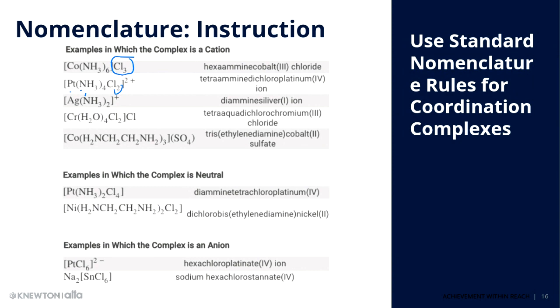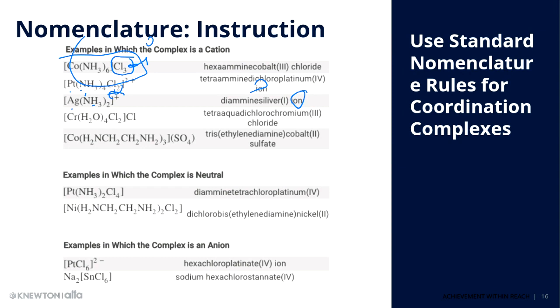Silver, the charge for silver is a +1 because ammonia doesn't bring any charge. So we have a diamine silver 1 in parentheses, and this is an ion, so you have to say this is an ion. If it's not an ion, this is a compound. That means the overall charge of the compound is 0.